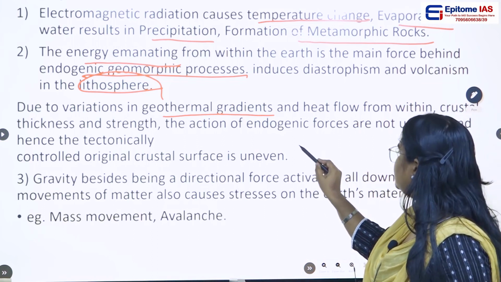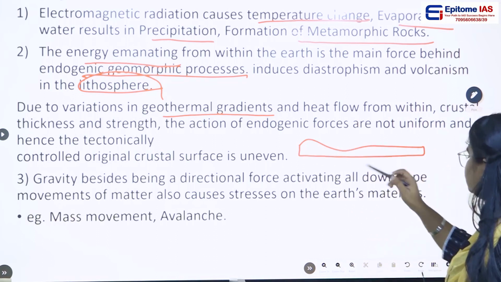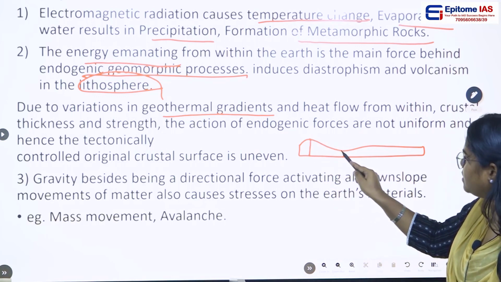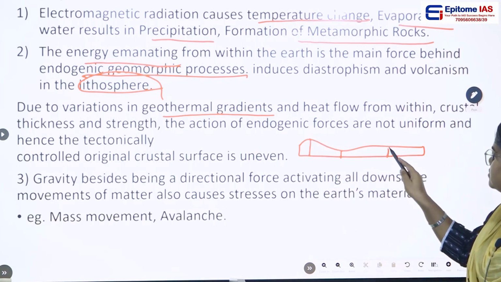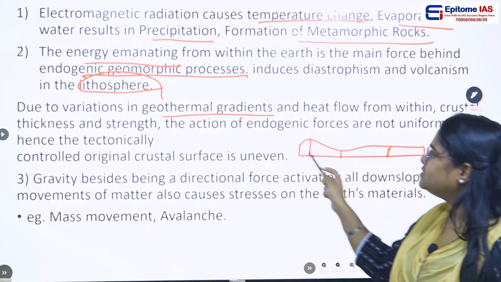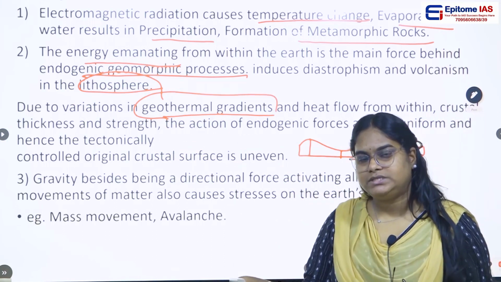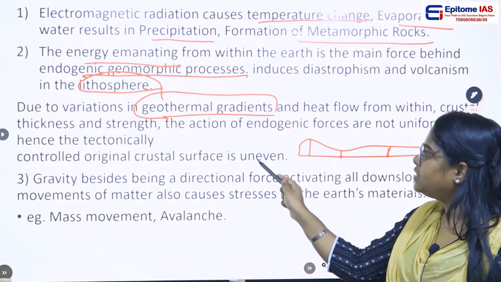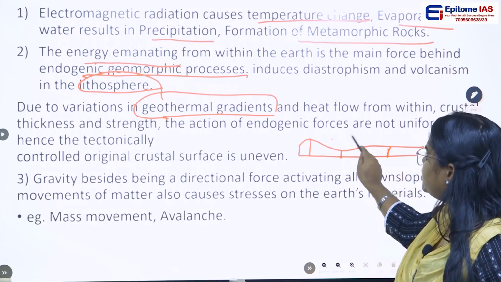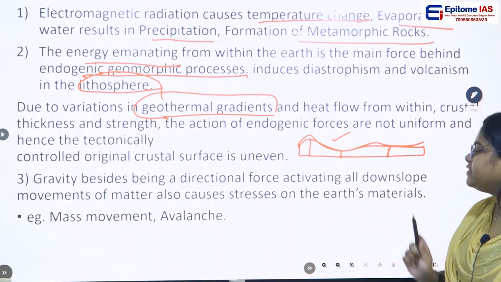Let's say this is the crust, it is not even. Sometimes it is thicker, some places it is thinner, and again some places it is thicker. This is because of the geothermal gradients which are happening inside the interior of Earth. So these geomorphic processes are also one of the important factors which is impacting the surface of the Earth.